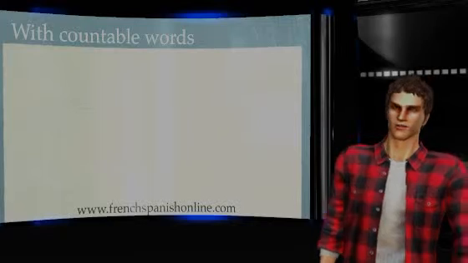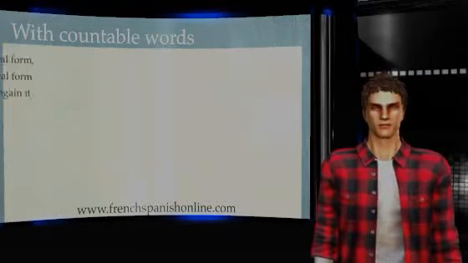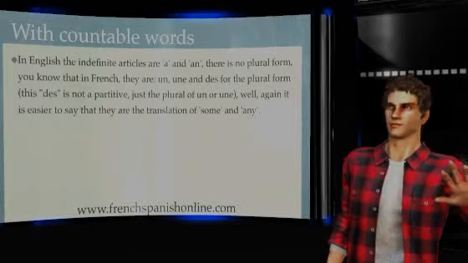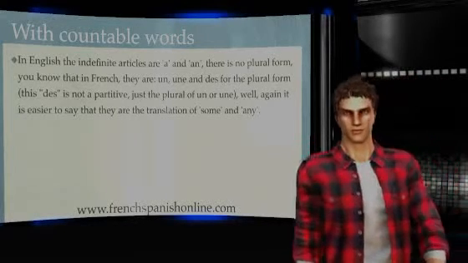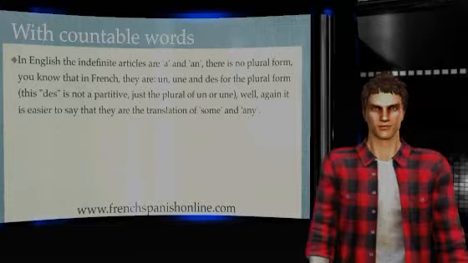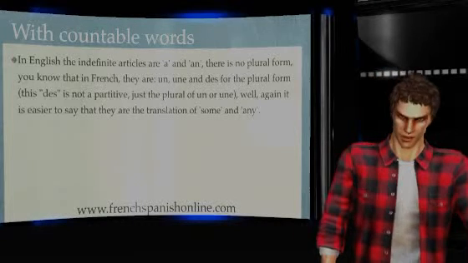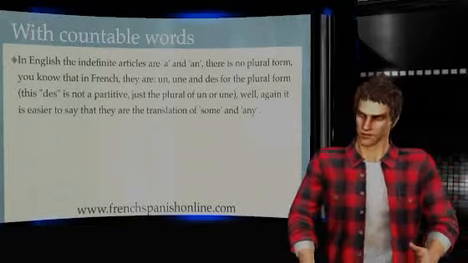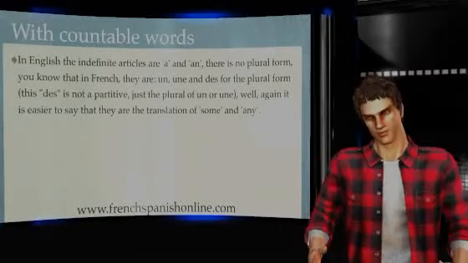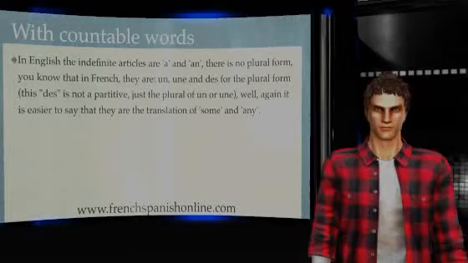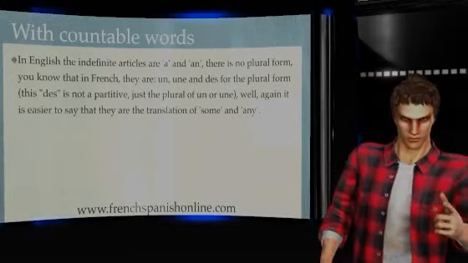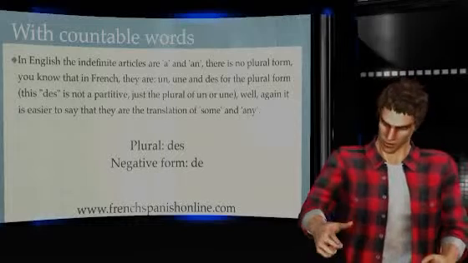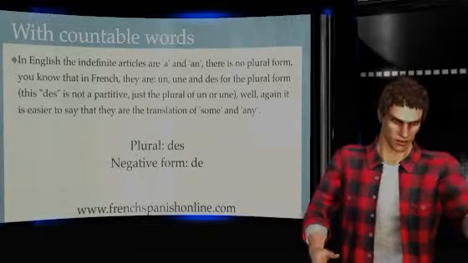Let's see now the second part with countable words. In English, the indefinite articles are a and an. There is no plural form. You know that in French, they are un, une, and des for the plural form. Here, des is not a partitive, just the plural of un or une. Again, it's easier to say that they are the translation of some and any. So the plural is des, and the negative form is de.